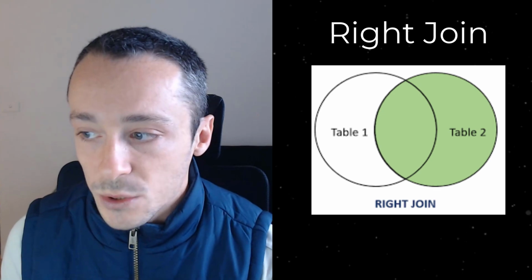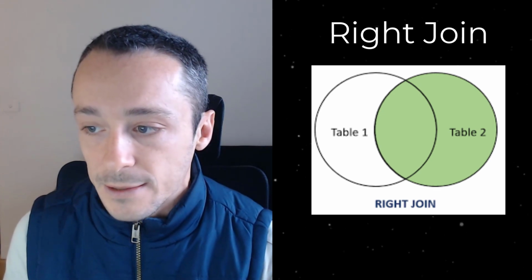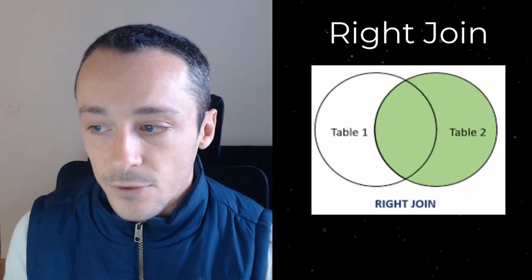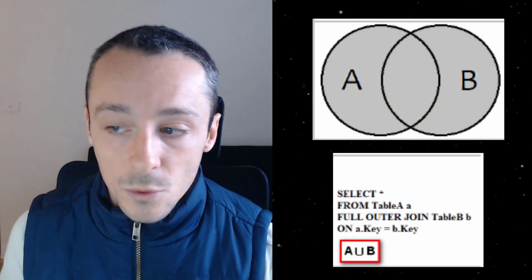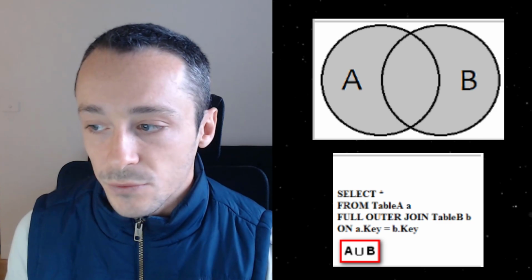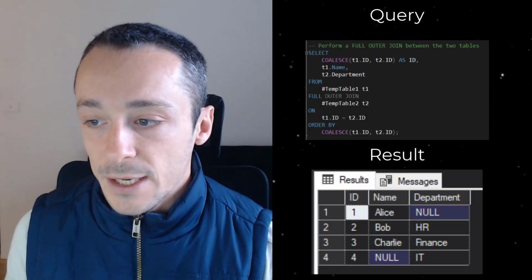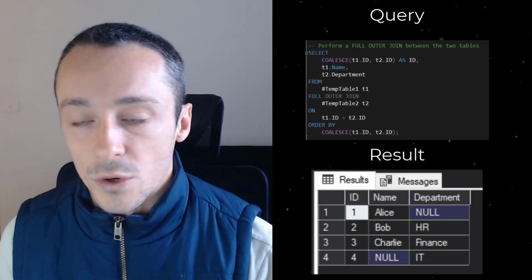Right join returns all records from the right table and those records from the left table that satisfy a defined join condition. And then we have lastly the full join or full outer join, which returns all records from both or all tables. It can be considered a combination of left and right joins.